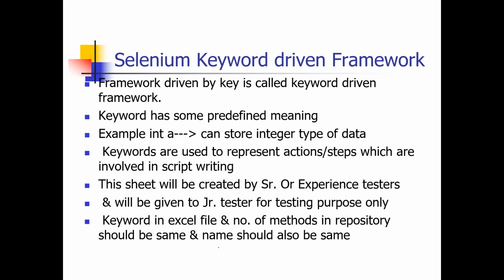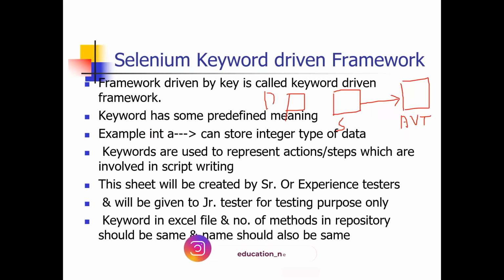So keyword driven framework means, just like in DDF, data is stored at one location, script writing at another location, and the AUT, the application under test, at another. Framework means some structured method or set of rules. So in a framework, we keep data at a different location and code at a different location. In data driven, data is stored at one location and coded at another. But in keyword driven, keywords are stored at one location and code is at another location.